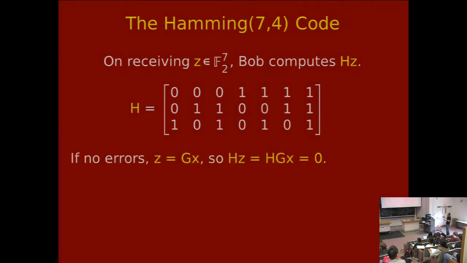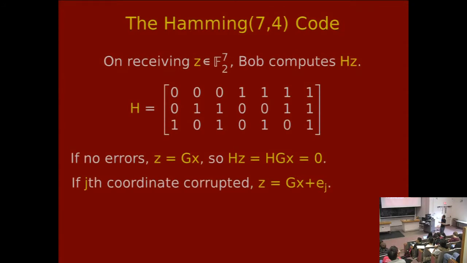As I said, if there are no errors, then Z is G times X for whatever Alice's message X is. So HZ is HGX, which is the 0 vector. On the other hand, let's see what happens if there was one bit flip. If Z is formed by taking Y and flipping some bit, so if it's the jth coordinate that gets corrupted, then Z will actually be GX, the transmitted message, plus some vector that's all zeros except for a 1 in the jth coordinate, which we call EJ. This just means the vector of all zeros, but there's a 1 in the jth coordinate. So that will be what Bob sees.